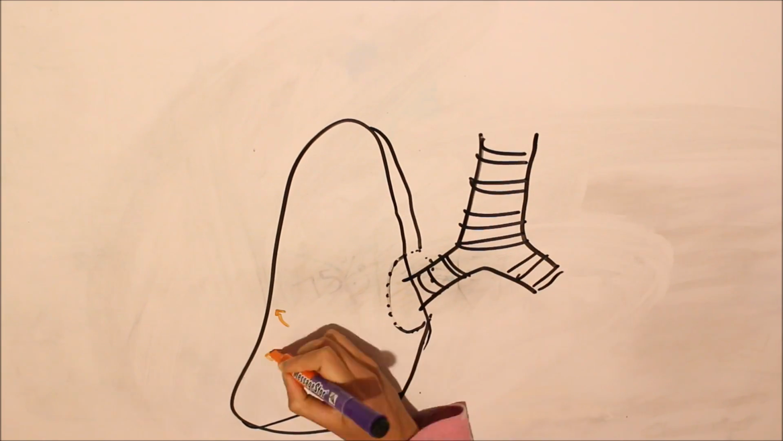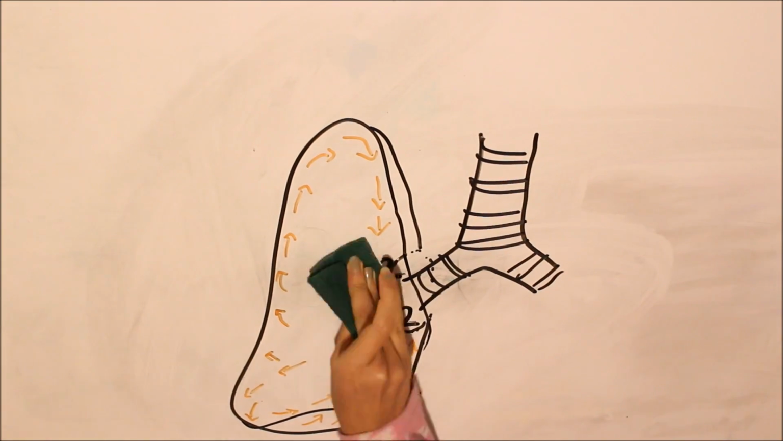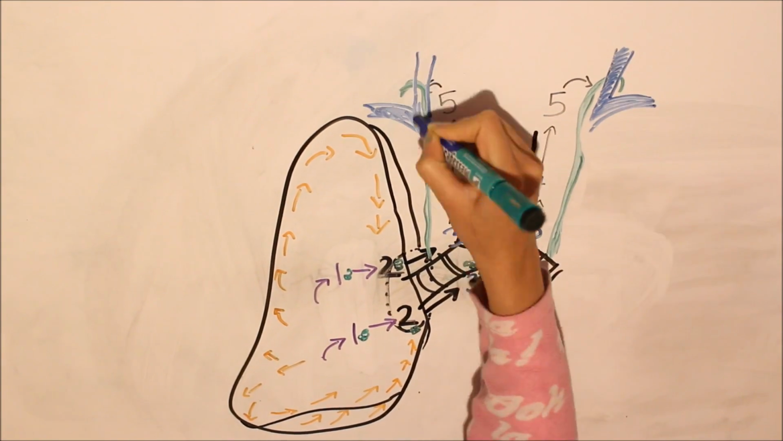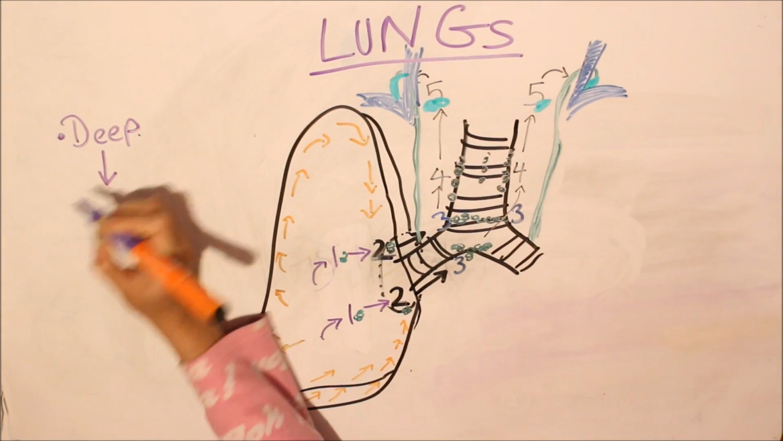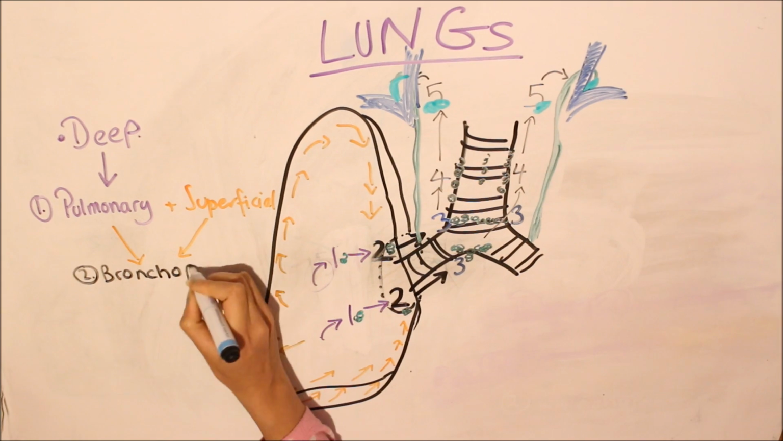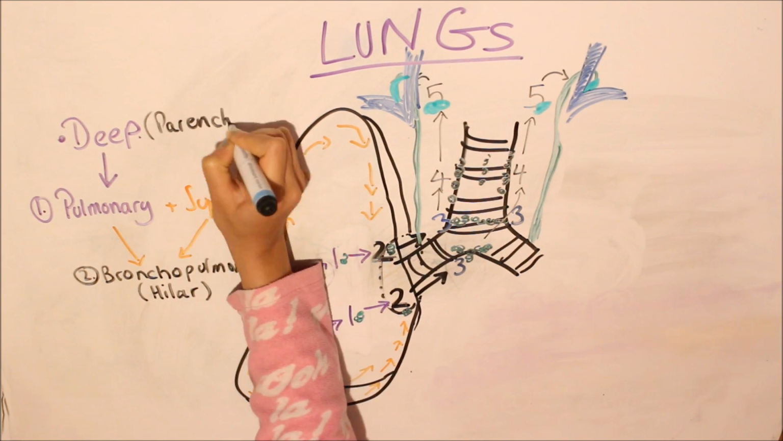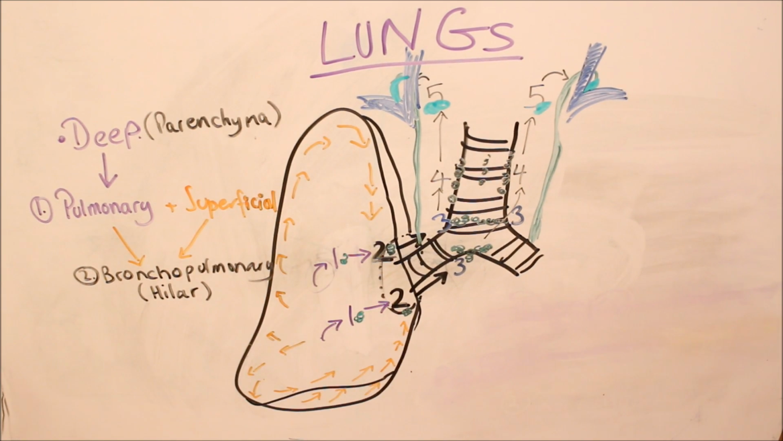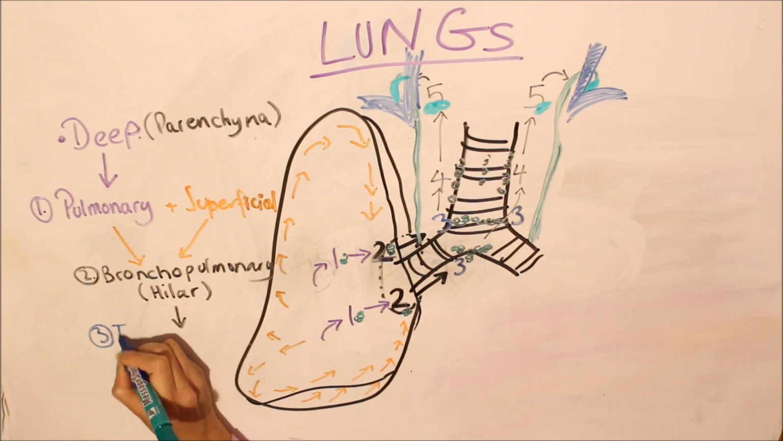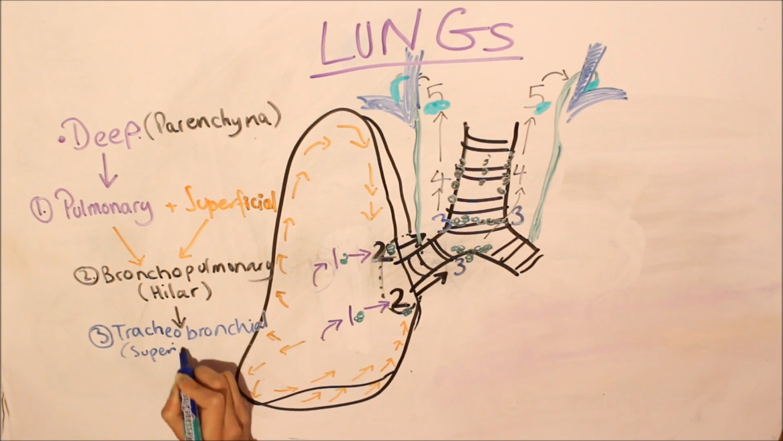Now, the lungs and the pleurae. The lymphatic plexuses in the lung communicate freely. Lymph drains deep to superficial in the lungs. The lung parenchyma drains to the pulmonary lymph nodes, which join the superficial lymph nodes and drain to the bronchopulmonary lymph nodes, also called hilar lymph nodes. The root of the lung and associated structures also drain here.